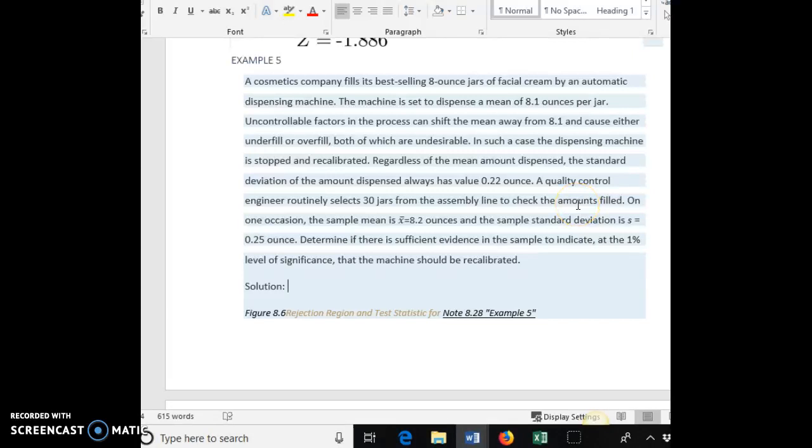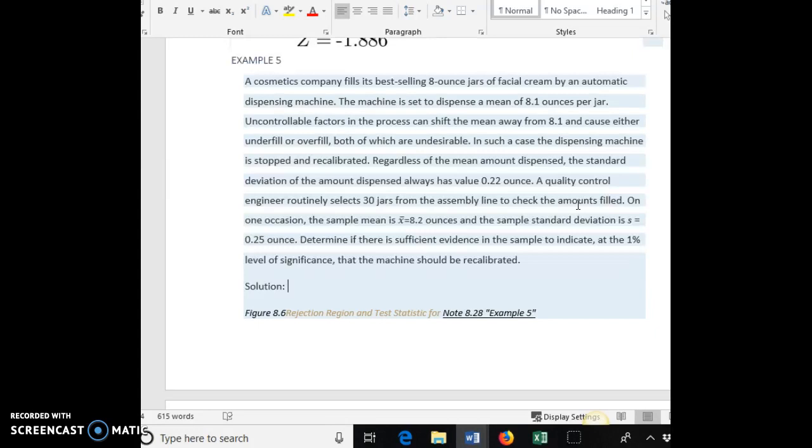So let's look at example 5. A cosmetics company fills its best-selling 8-ounce jars of facial cream by an automatic dispensing machine. The machine is set to dispense a mean of 8.1 ounces per jar. Uncontrollable factors in the process can shift the mean away from 8.1 and cause either underfill or overfill, both of which are undesirable. In such a case, the dispensing machine is stopped and recalibrated.